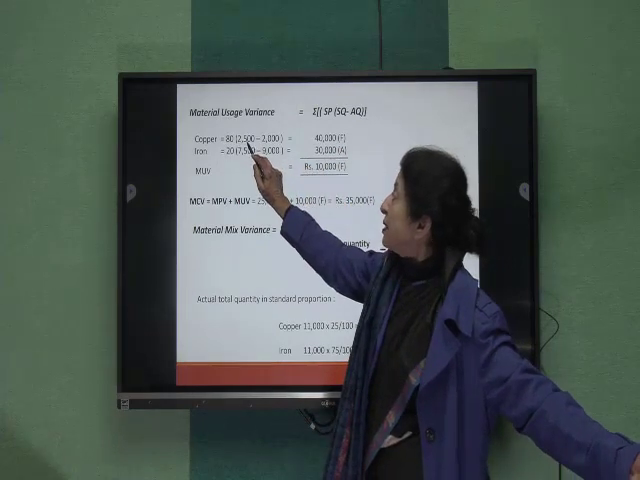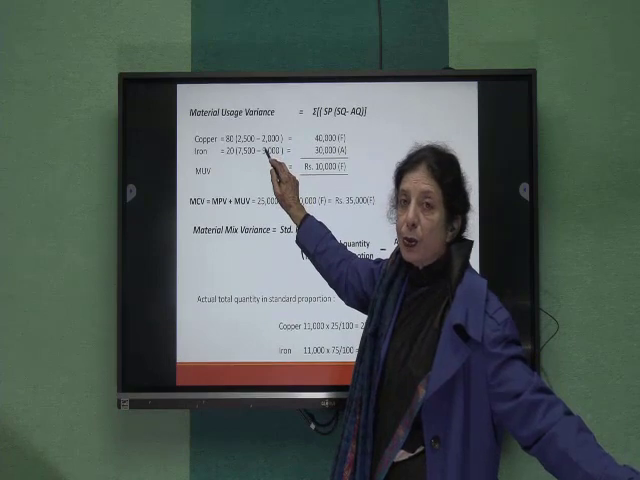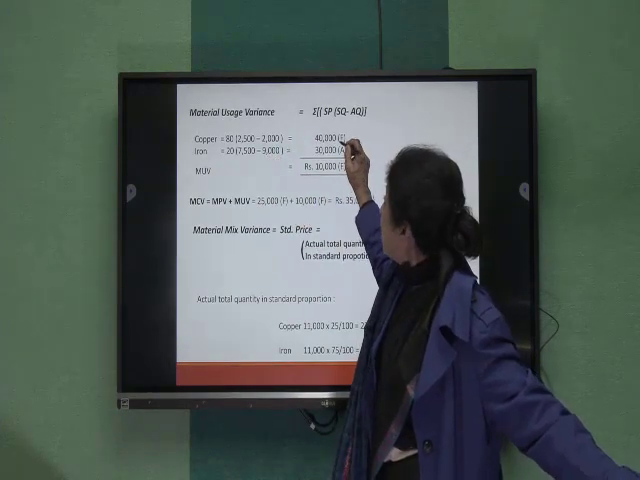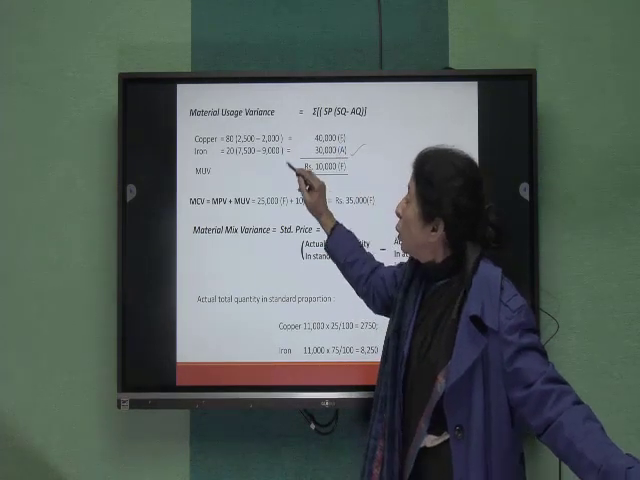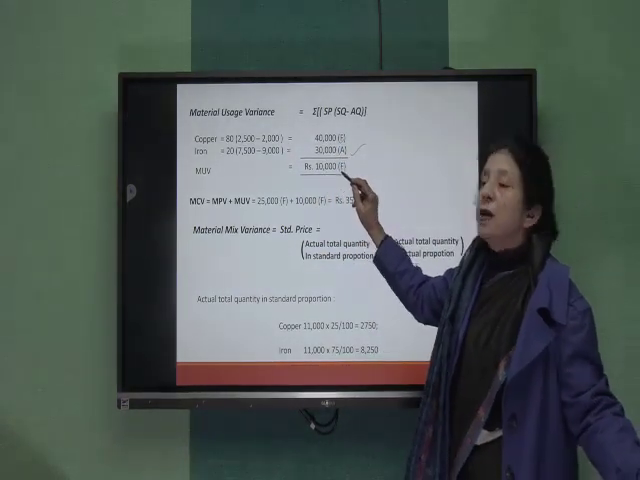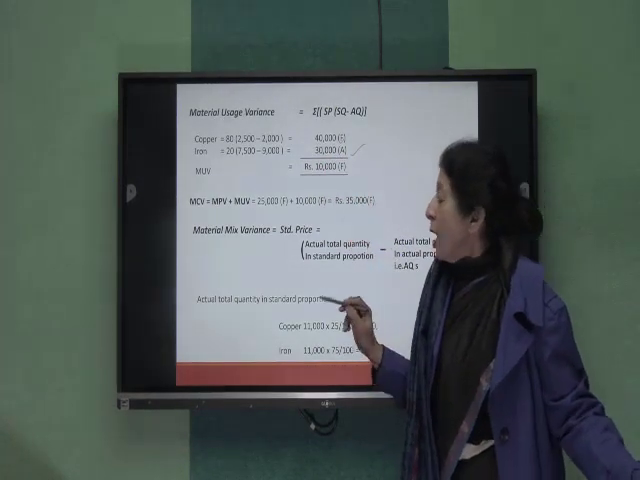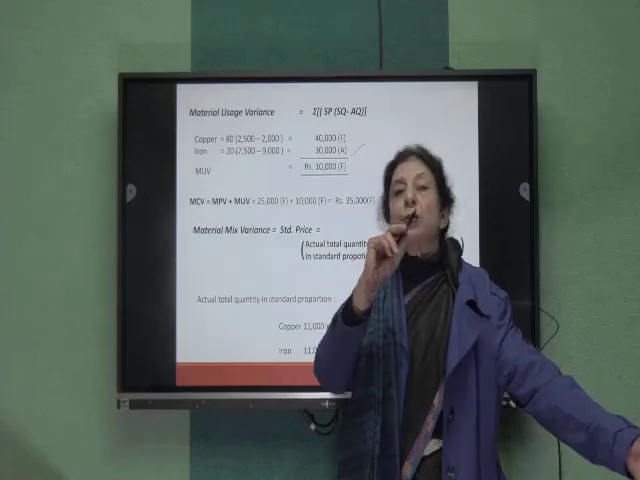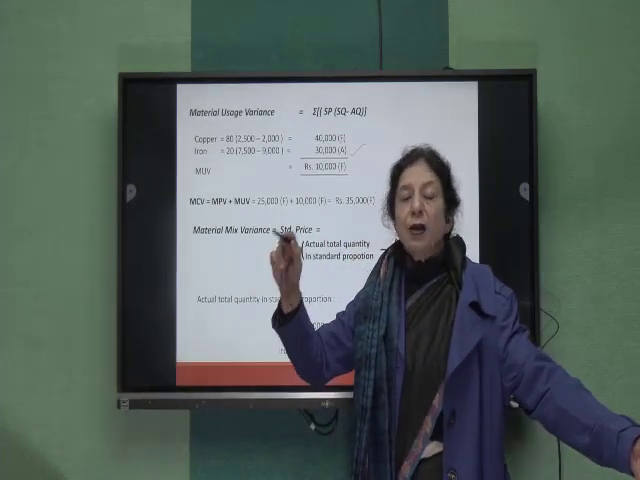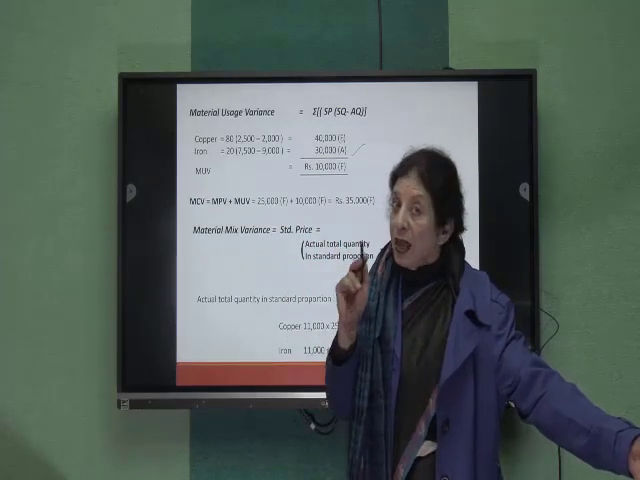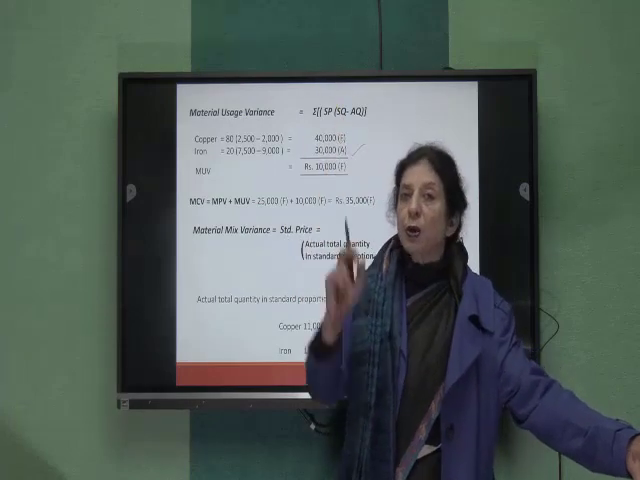Just see, here the standard, I should have used 2,500, but I am using 2,000 units only, and hence it's a favorable variance. While this is the adverse variance, the total usage variance comes out to be 10,000 favorable. Have you understood? Okay, now remember, just go back to the previous slides where I have told you that material cost variance has been divided into the price and usage.